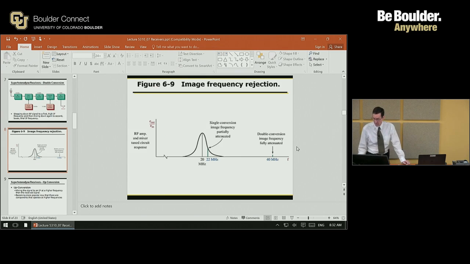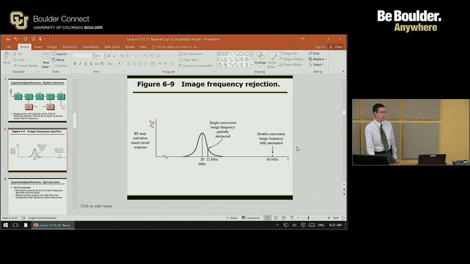So in this case, what it shows is that with a single conversion, I've got this signal here at 22 megahertz, and so it falls within my filter, so I end up hearing it, which is undesirable. But if I do a double conversion, then it actually moves it out, in this case, to 40 megahertz, and that's outside of my filter, so I'm good to go.